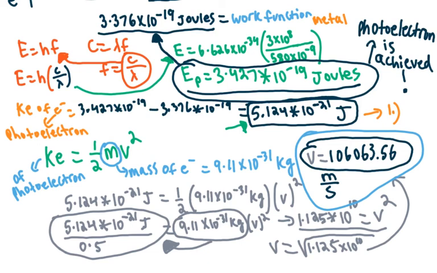And when that electron was freed from the core to the surface of that rubidium metal, we knew that it had velocity, and we know that an electron has mass, so we knew that it had kinetic energy. To solve for the velocity, all we had to do was set the kinetic energy to its equation, which is 1/2 mv squared, and solve for v, and we got 106,063.56 meters per second, which is the velocity of the photoelectron when it was freed to the surface of the metal.